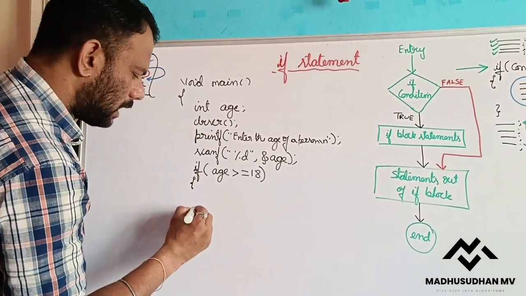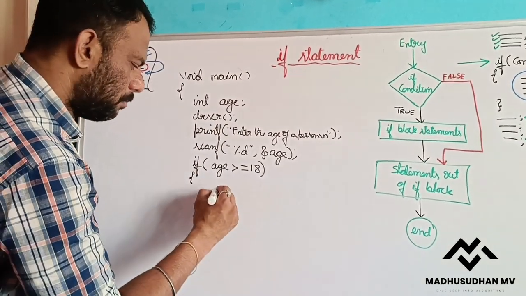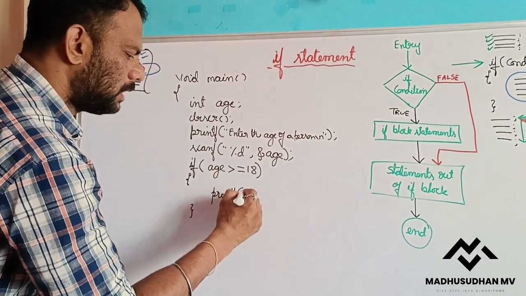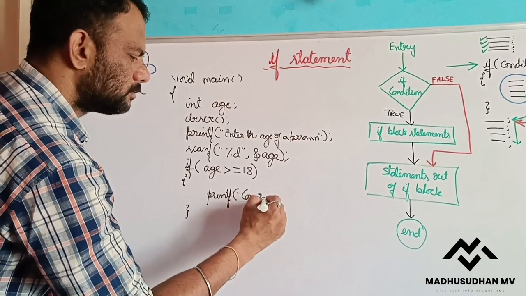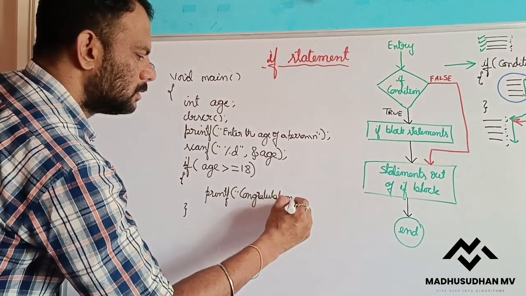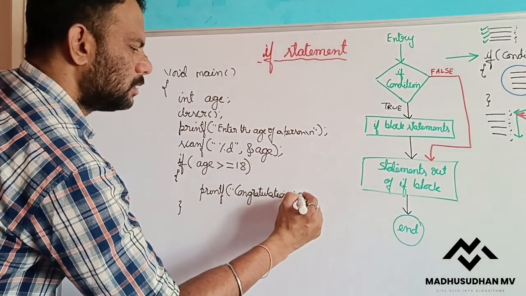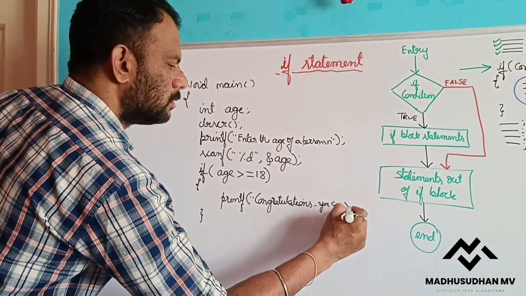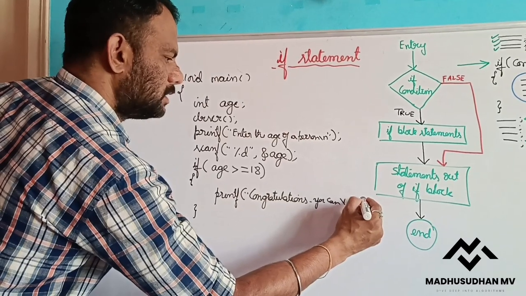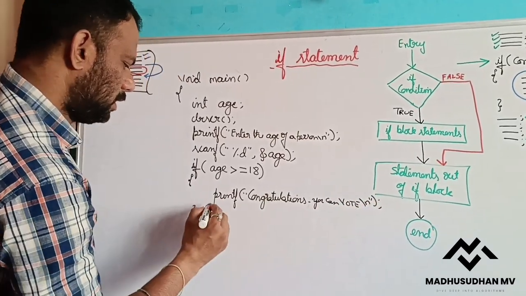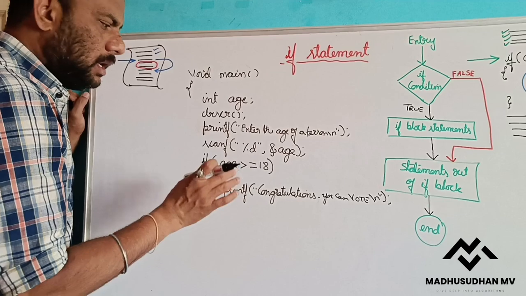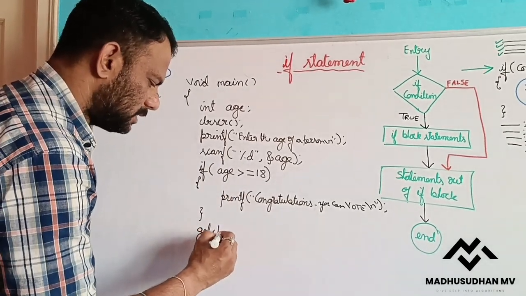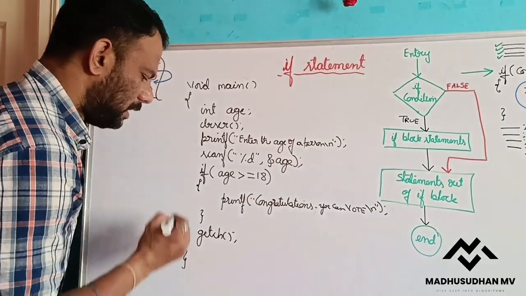Now within the braces, write printf. Suppose this condition is true, the person can vote. So write printf congratulations, you can vote. This is the message, slash n. That's it. Once I come out, that's all I want. If it is not true, I'm not printing this message. Simply the last statement will be getch. Then I will end the program.